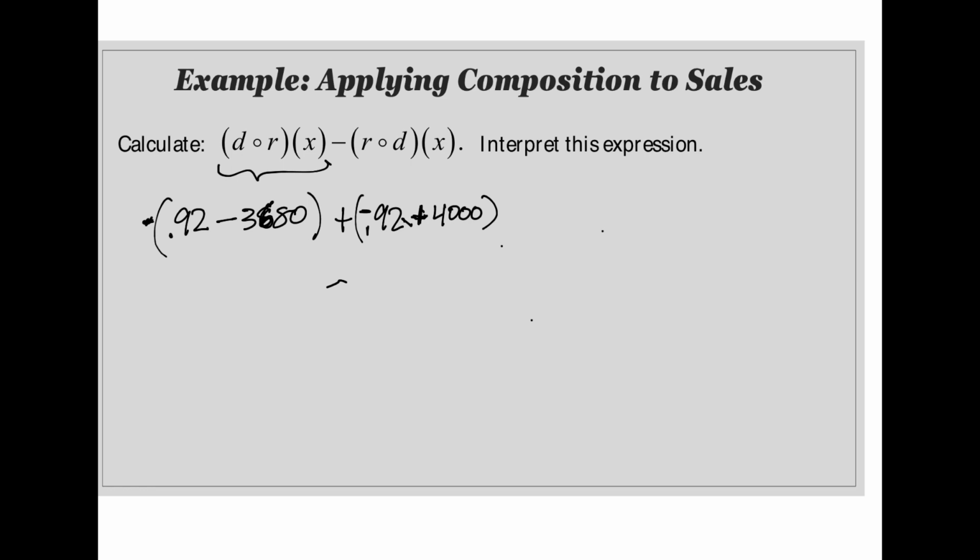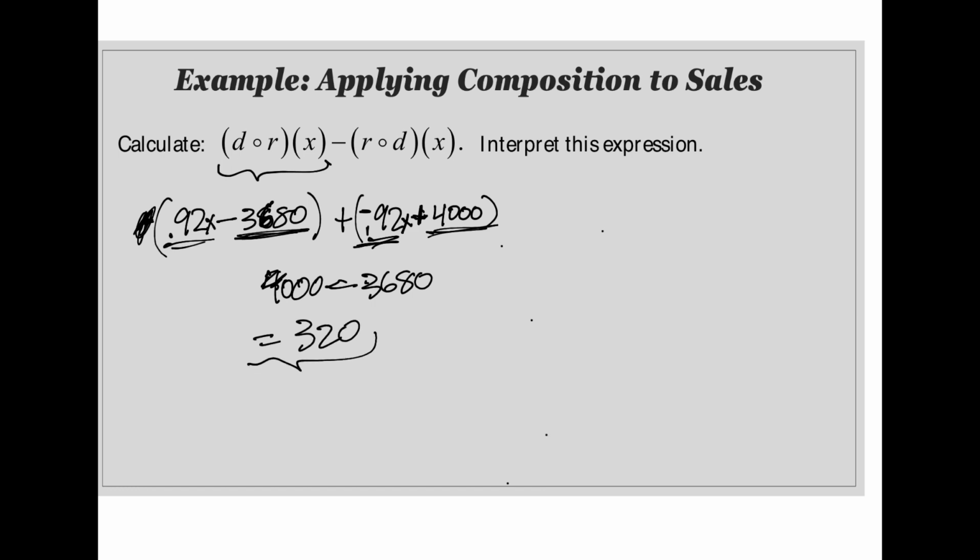Sorry, I forgot to put the x's in here. That's 0.92x for both of those. We had that and then a negative, so that becomes 0. But then we have negative 3,680 plus 4,000. That's basically subtracting those two, and if I subtract 3,680 from 4,000, we get 320.